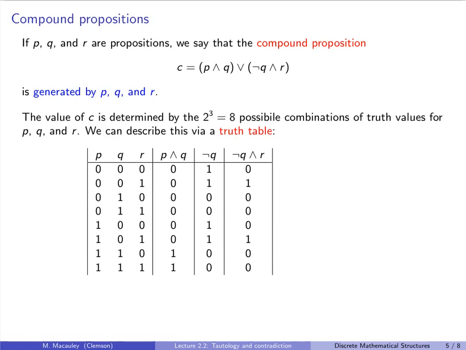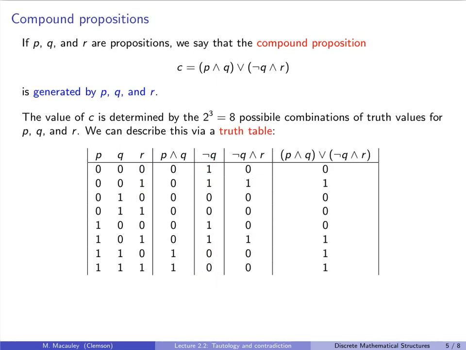Next, let's do not Q and R. So not Q and the value of R. So just to keep track, this will be 1 if and only if both of these are 1. So that's the second row and the 6th row. There are the 2 values of 1. And now let's OR these things together.